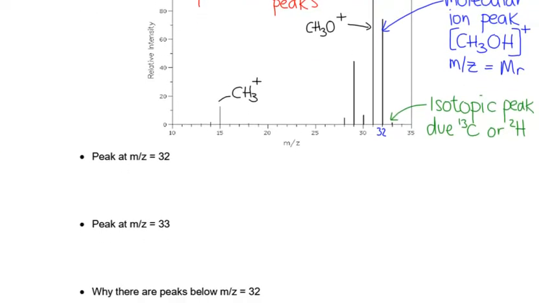So we've explained that on our diagram, but we can write something down. The peak at 32 is due to our molecular ion, so it's the whole molecule as an ion.